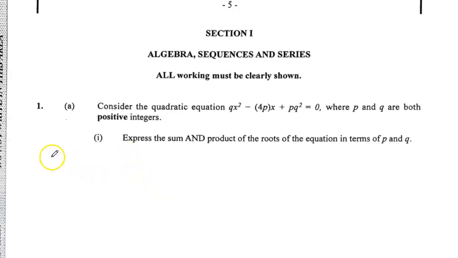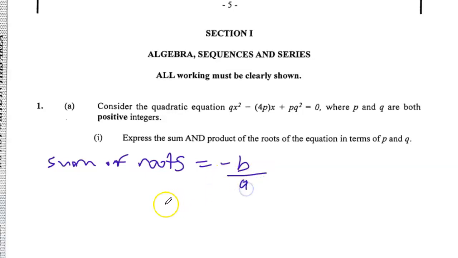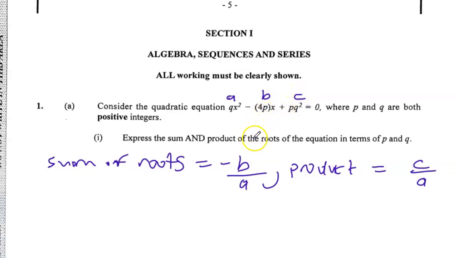So we know for the quadratic, the sum of the roots, that's negative b over a, and the product of the roots, that's c over a. So in this case a would represent the coefficient of the x squared, which is q. B represents the coefficient of the x, which is negative 4p. And the constant in this case would be pq squared.